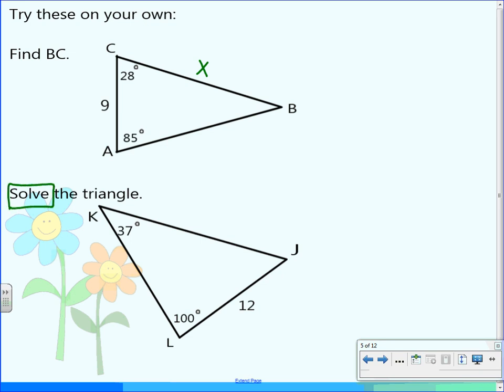So here, if I'm using the angles that they're giving me, I need to solve for side J is missing. So I'll use a lowercase j. Side L is missing, and then you also need to solve for angle J in this bottom problem. All right, again, pause the video, try it on your own, and then when you're ready, go ahead and hit play, and your answers will appear, and you can check them.